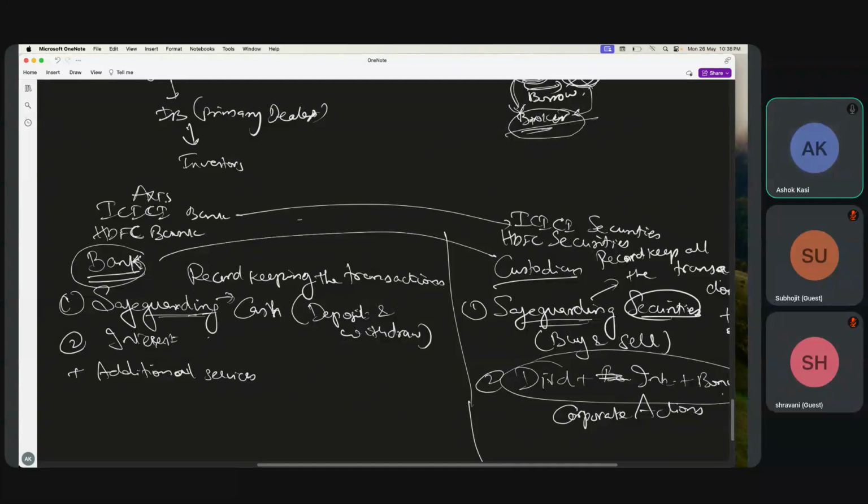Axis Bank, that became what? Axis Securities. Okay.